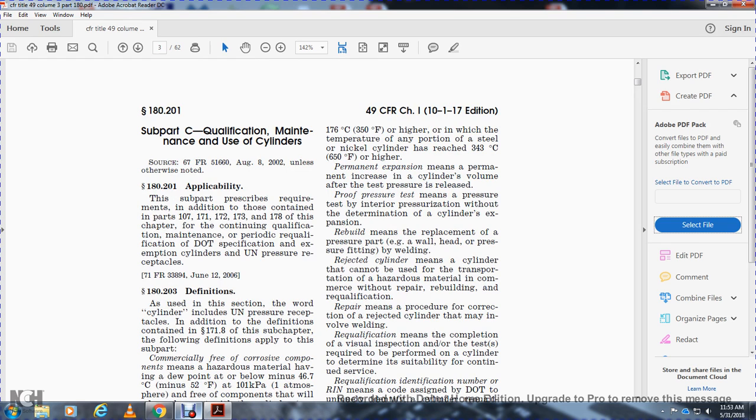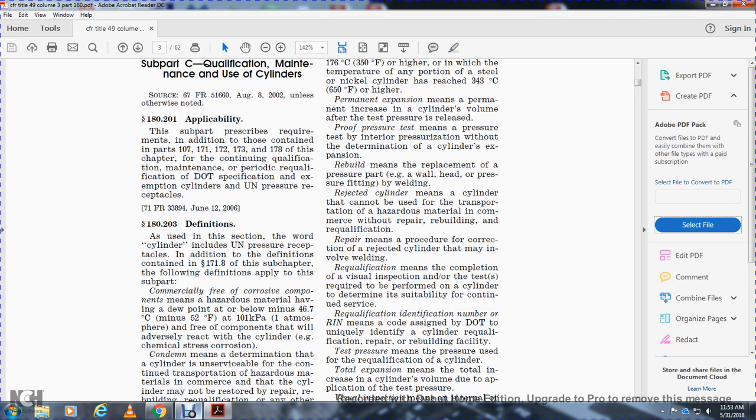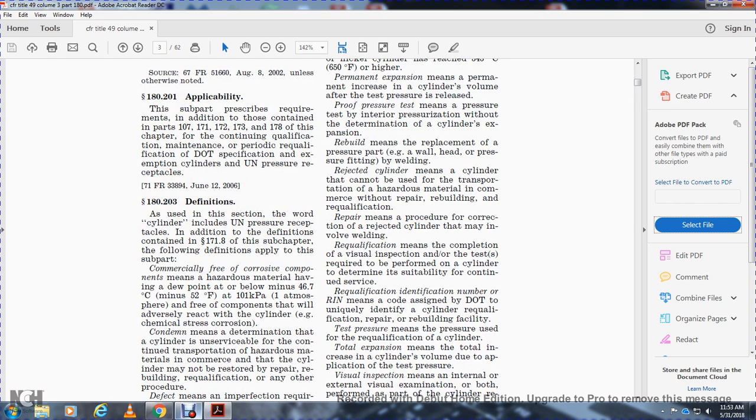Proof pressure test means a pressure test by interior pressurization without determination of expansion. Rebuild means the replacement of a pressure part, e.g., wall or head or pressure fittings, by welding. Rejected cylinder means a cylinder that cannot be used for the transportation of hazardous material in commerce without repairing or rebuilding. Repair means the procedure for the correction of a rejected cylinder, which may involve welding. Requalification means the completion of the visual inspection or test required to be performed on the cylinder to determine the suitability of continued service. The requalification identification number, the RIN, is the code assigned with a DOT mark to uniquely identify the requalification, repair, or rebuilding facility. Test pressure means the pressure used for the requalification of the cylinder.